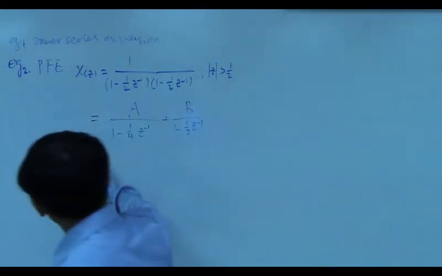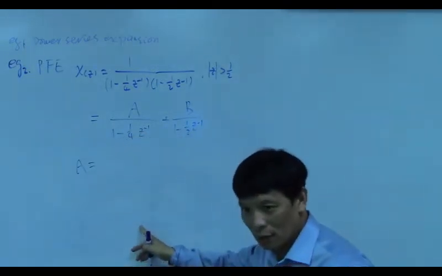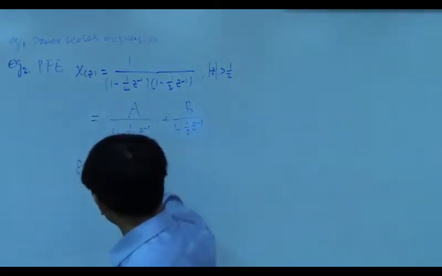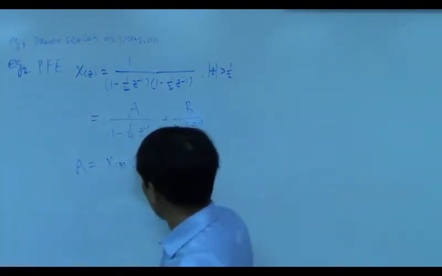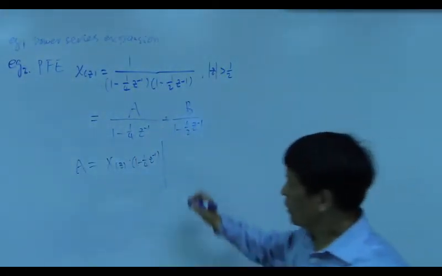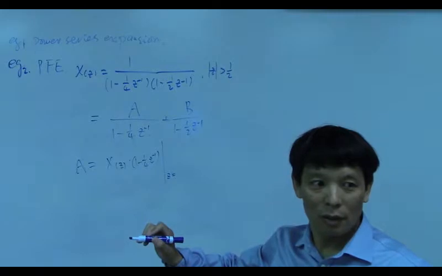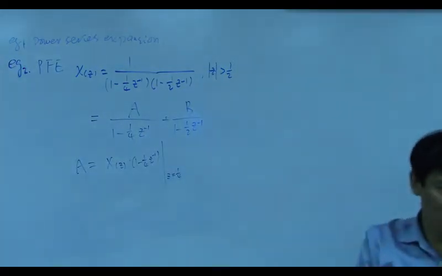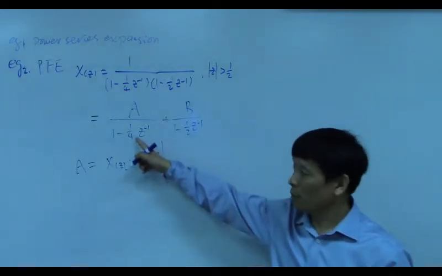Okay, so now we determine what A is. A equals, from the formula here, or what we recorded in the inverse Laplace transform, X(z) times this part, because we are looking for A, so times (1 minus a quarter z to the negative 1), then let z equal the pole. What is the pole? z equals 1/4. Let z equal a quarter. We need to be able to determine why z needs to be equal to 1/4. That is from here.